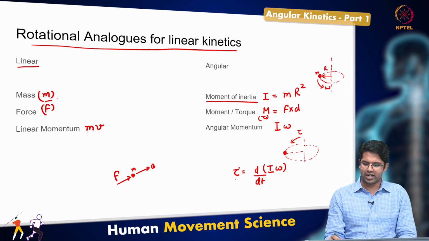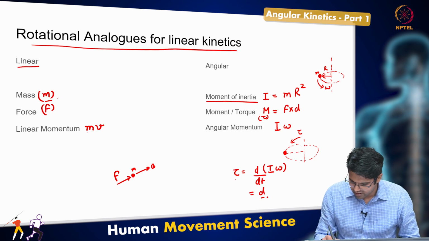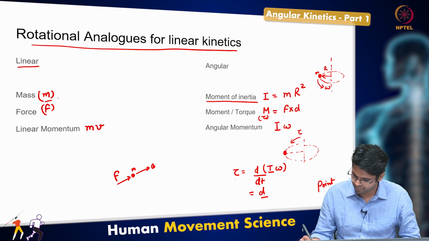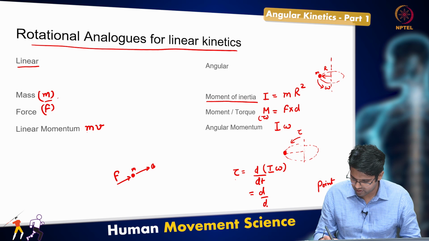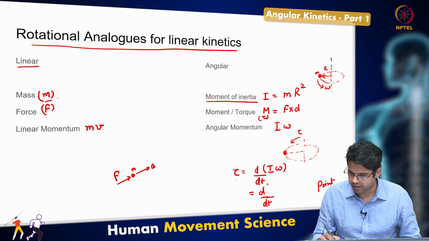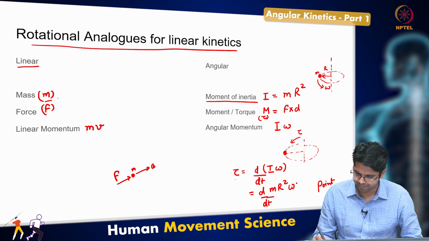So if I look at this quantity here, for a point mass system, this is d over dt, or the time derivative of m r squared omega.